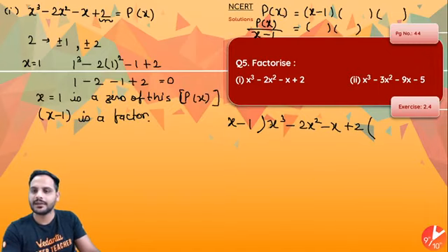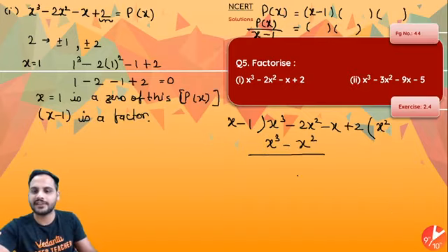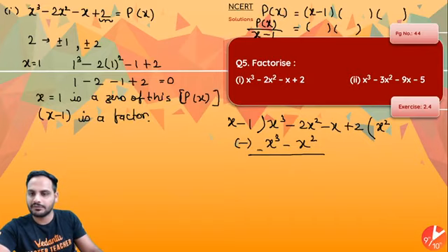So you'll be getting x square. How do you create x cube from x? Multiply it with x square. So x square into x is x cube. x square into minus 1 is minus x square. Correct? Now here we will change the sign because we will subtract them. So it will become plus. x cube minus x cube got cancelled. Minus 2x square plus x square is minus x square, minus x plus 2.